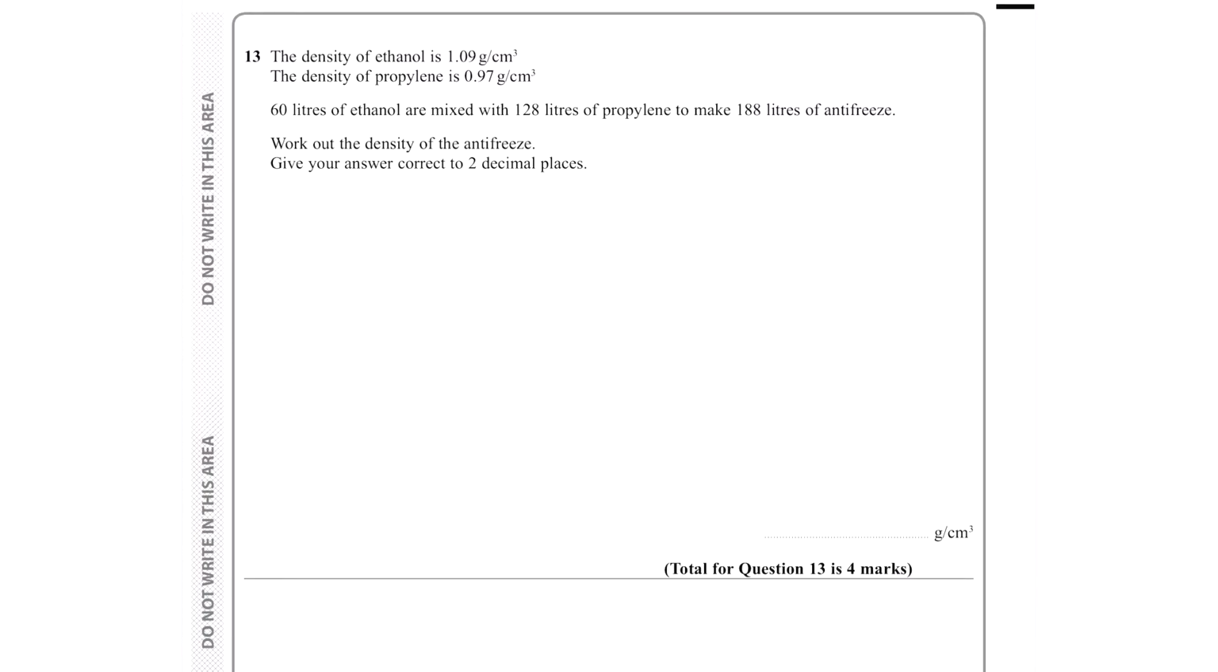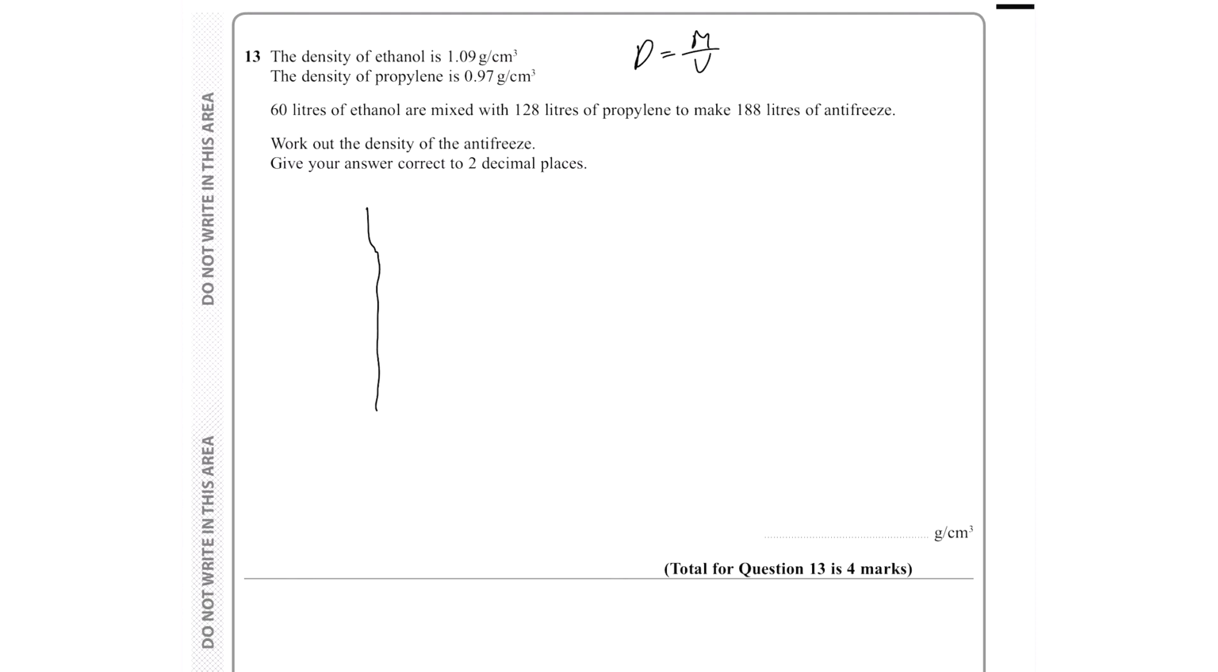The density of propylene is 0.97 grams per centimeters cubed. 60 liters of ethanol are mixed with 128 liters of propylene to make 188 liters of antifreeze. Work out the density of the antifreeze. Give your answer to 2 decimal places. So with this kind of question, you're going to draw out a table. Remember that density is equal to mass over volume, which is the formula we'll be needing.